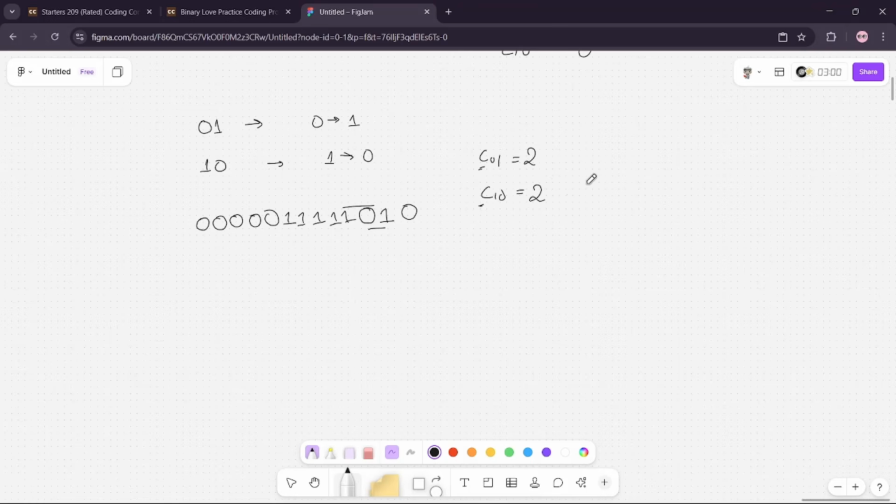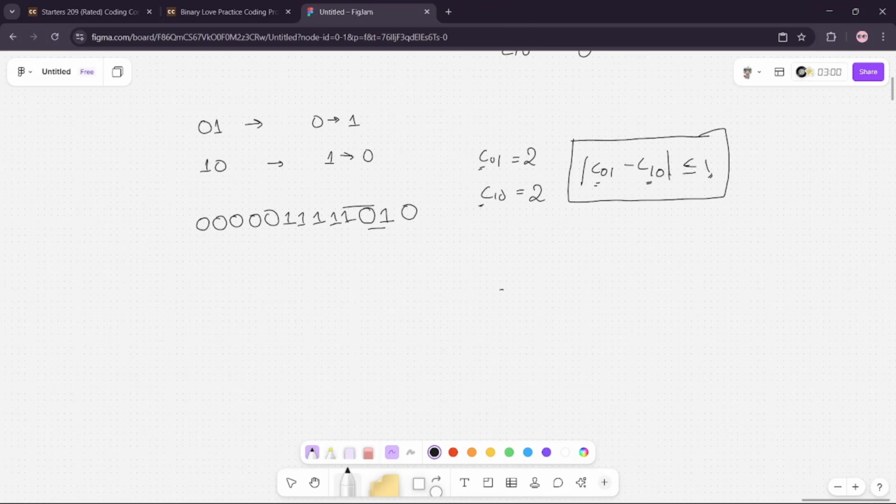If both counts are getting incremented alternately, that means the maximum absolute difference between C01 and C10 is always going to be less than or equal to 1. That means either both will be equal or the difference between them is going to be 1. So remember this statement: for any binary string, the absolute difference between the count of C01 and the count of C10 will always be less than or equal to 1.